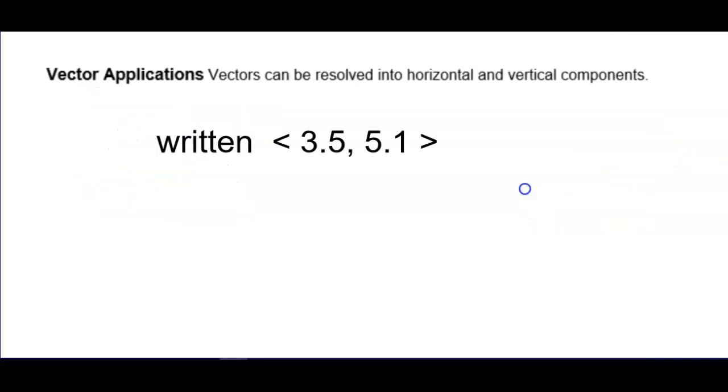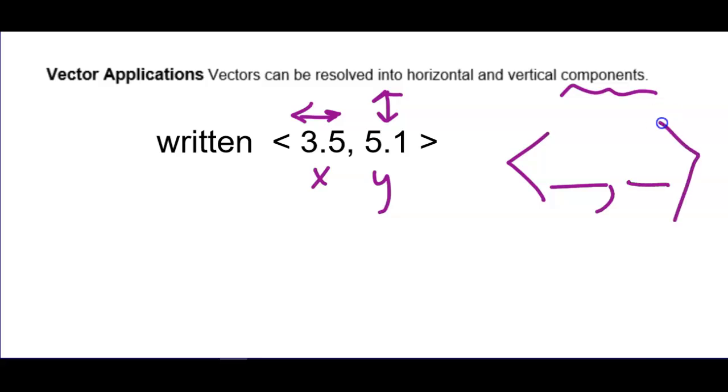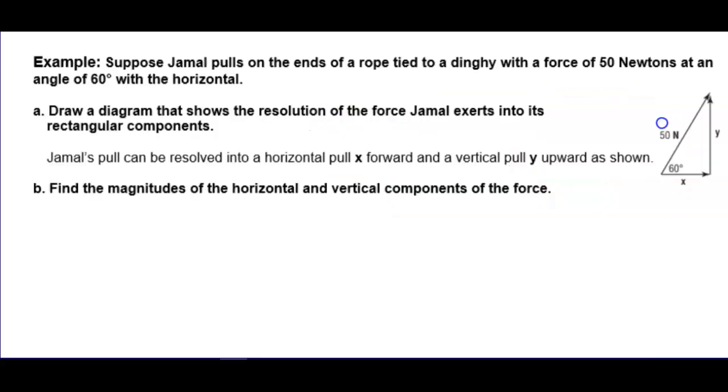All right. In order to be able to add vectors and work with them, we're going to need to break them down into their horizontal, or X components, and their vertical or Y components. So this is just like an XY ordered pair, but when it's components of a vector, they use these parentheses. So to do that, if we had this picture, Jamel pulls on the ends of a rope tied to a dinghy with a force of 90 newtons at an angle of 60 with the horizon, or with the horizontal.